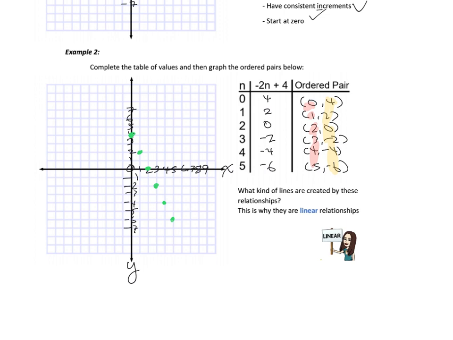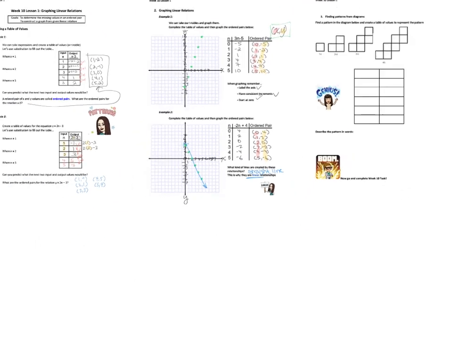Okay, if I were to draw a line connecting these dots, what kind of line do I form? I form a straight line. That is why these relationships are called linear relationships. They form a straight line. Okay, relationships that don't form a straight line are not called linear relations.